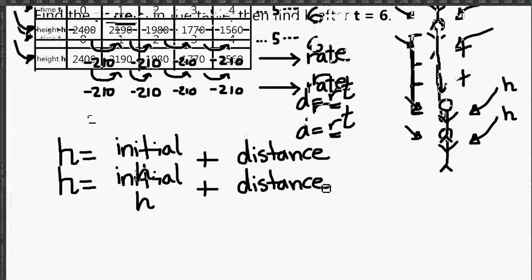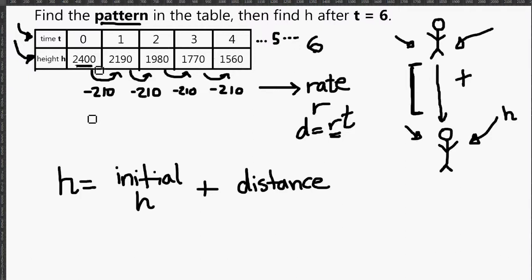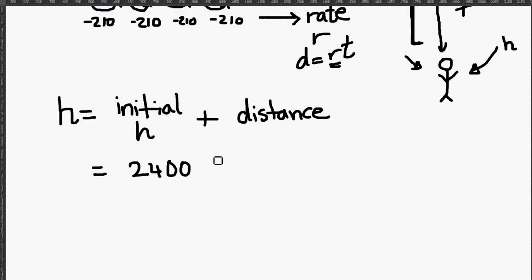And you kind of know some of these already. So from the table up here, you know that the initial height right here is 2400. So you can plug that in. We know that the initial height is 2400. And now we want to add the distance that's traveled. But how do we find the distance that's traveled? Easy. We go back to this formula, d equals rt. And we don't know what d is, but we do know what r is. Remember, we found it out here, negative 210.